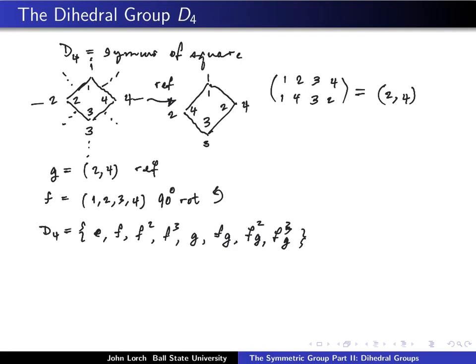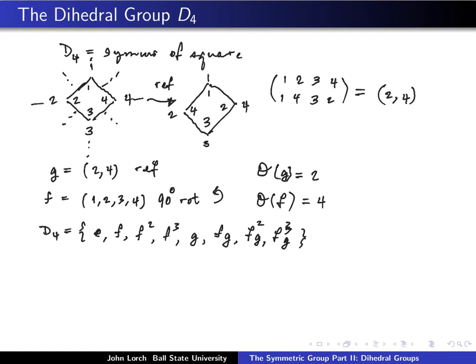So some things to notice, right? The order of G is 2. G times itself is the identity. The order of F, in this case, is 4, because we have to apply the rotation 4 times to get around to the identity.